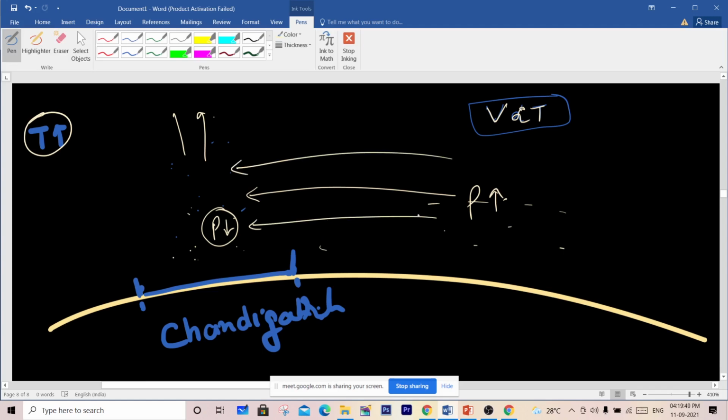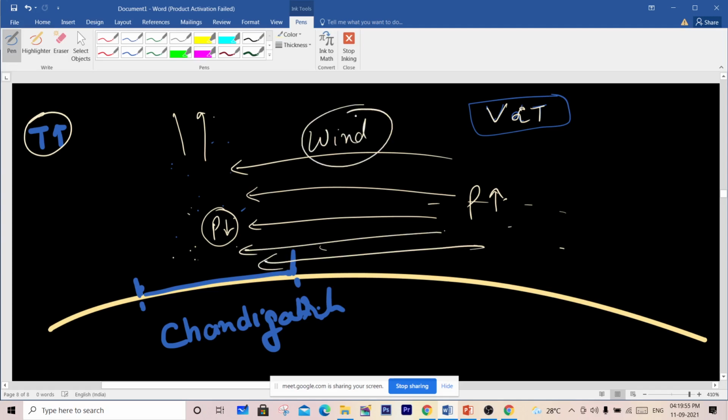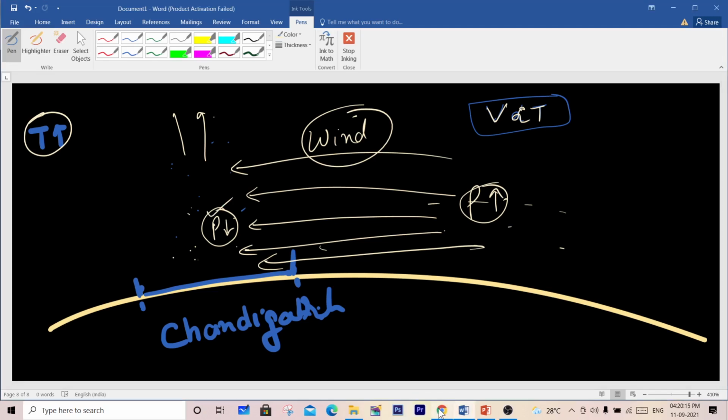This is called the movement of the air. That is what we call wind. Why does air become wind? Why does air move? It is because of the movement of the air from the region of high pressure to the low pressure. Am I clear? Yeah. Okay. Another point. We can show it this way also.